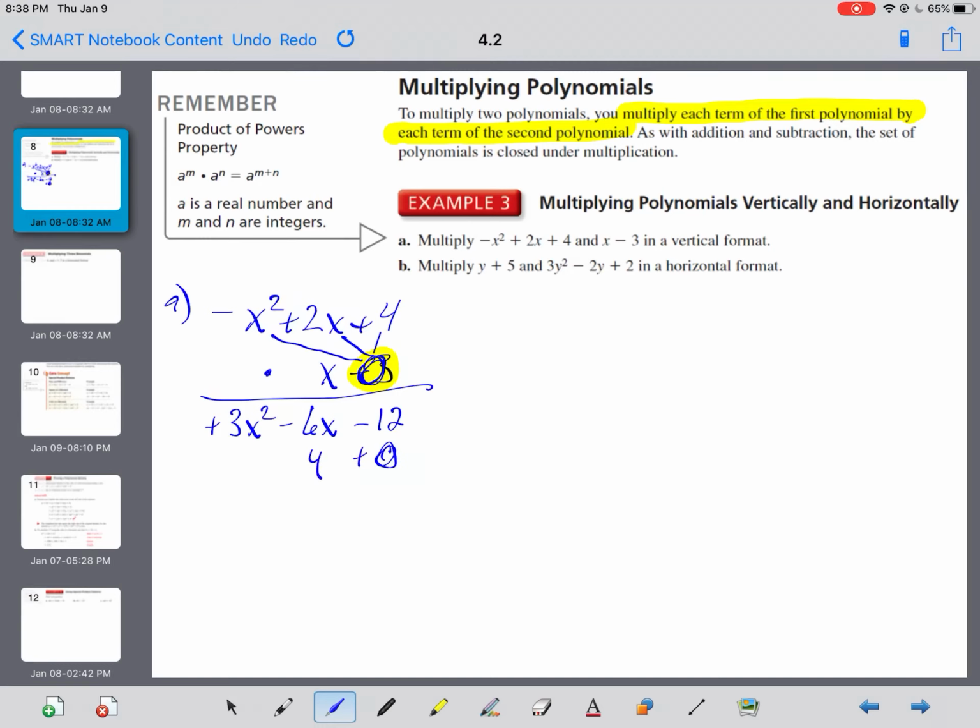Now x times 4 is 4x, and it's positive. X times 2x is 2x squared, and it's positive. And x times negative x squared is negative x to the third. And then just add down. Negative 12. Negative 6x and 4x is negative 2x. 3x squared and 2x squared is positive 5x squared, and you got negative x to the third.